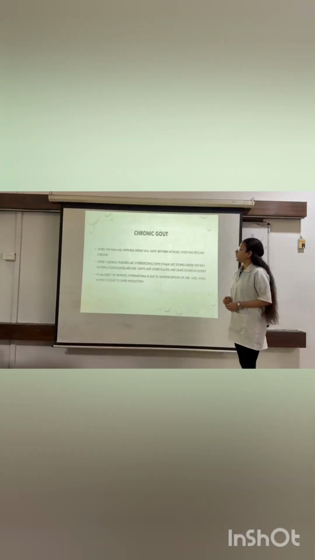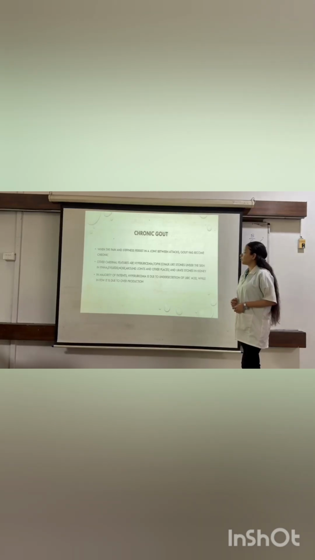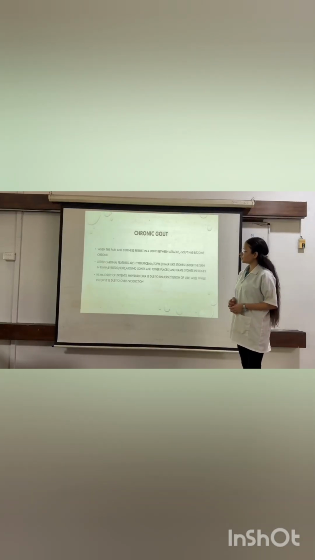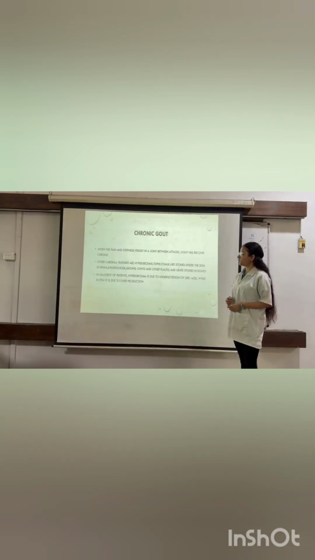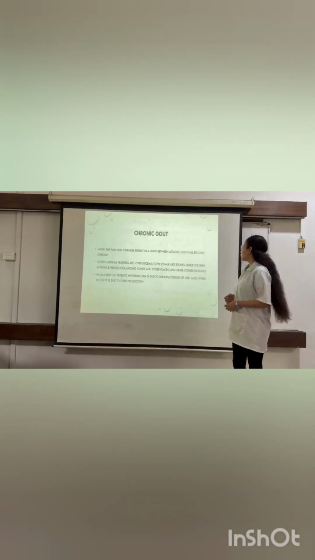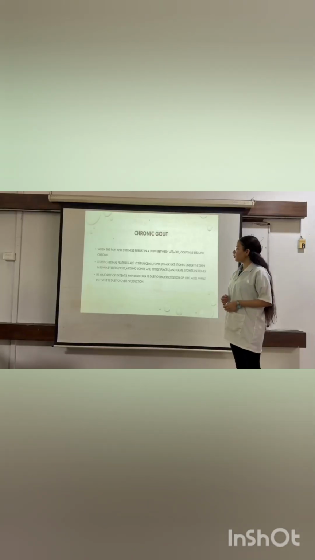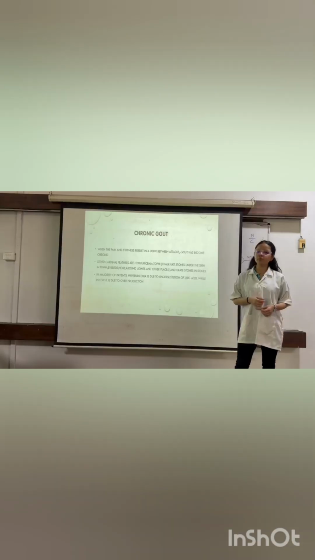Chronic gout. When the pain and stiffness persist in a joint between attacks, gout has become chronic. Other cardinal features are hyperuricemia, tophi, that is chalk-like stones under the skin in pinna, eyelids, nose, around joints and other places, and urate stones in kidney. In majority of patients, hyperuricemia is due to undersecretion of uric acid, while in few, it is due to overproduction.